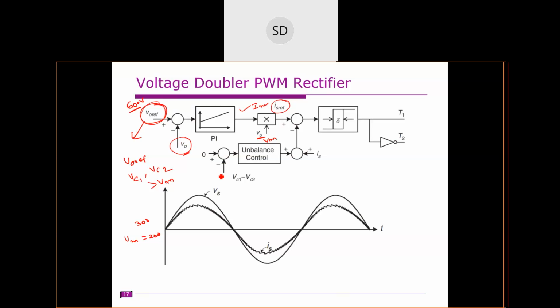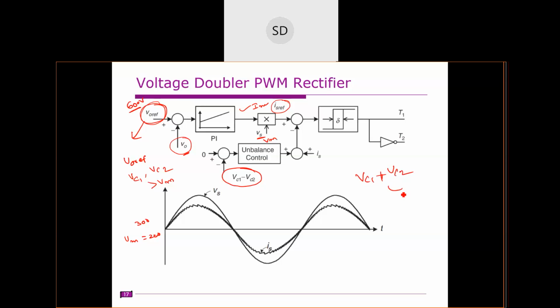Here we need to add some extra thing. So what is that extra thing? We need to tightly control this capacitor voltage. So whatever the difference between these two capacitors, we can equate that to 0. The sum of these two capacitors we are equating to the reference value, and the difference we are equating to 0. So the sum of VC1 and VC2, for example, is controlling 600 volts.